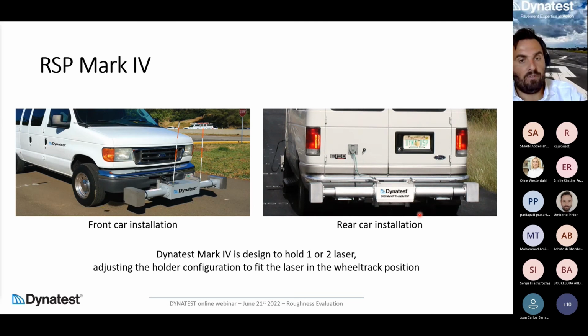The RSP Mark IV is the second type of profiler we produced. It is a portable laser. We can install one or two lasers only. The installation can be done in the front or in the rear part. For the rear part, we have a special lock to fix the RSP on the towing vehicle. And the lateral position can be adjusted to be sure to collect the data in the wheel track.